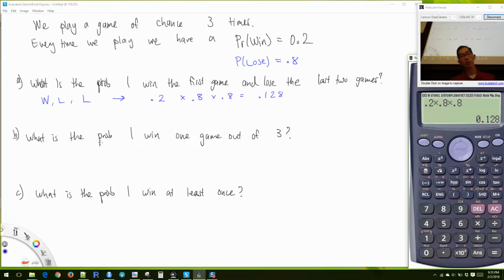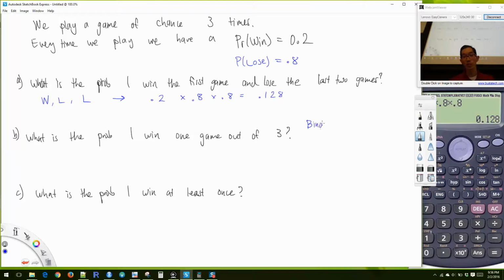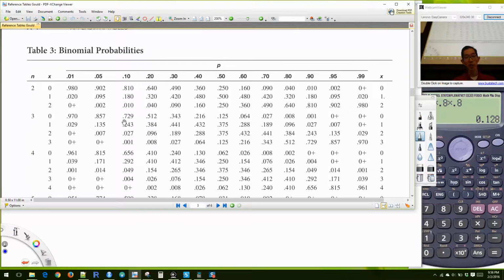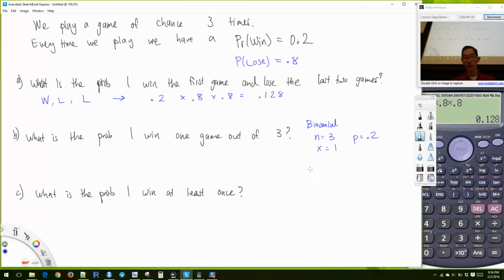In this case, it says, what is the probability I win 1 game out of 3, okay? So in this case, order does not matter, all right? And so this would be binomial, okay, where n is equal to what? How many times am I playing the game? 3. What's the probability I win each time? 0.2. And what's my x? I want 1. So I go to my table, and I go to n is 3, x is 1, and p is 0.2, and I get 0.384. Okay, so my answer here is equal to 0.384, okay?